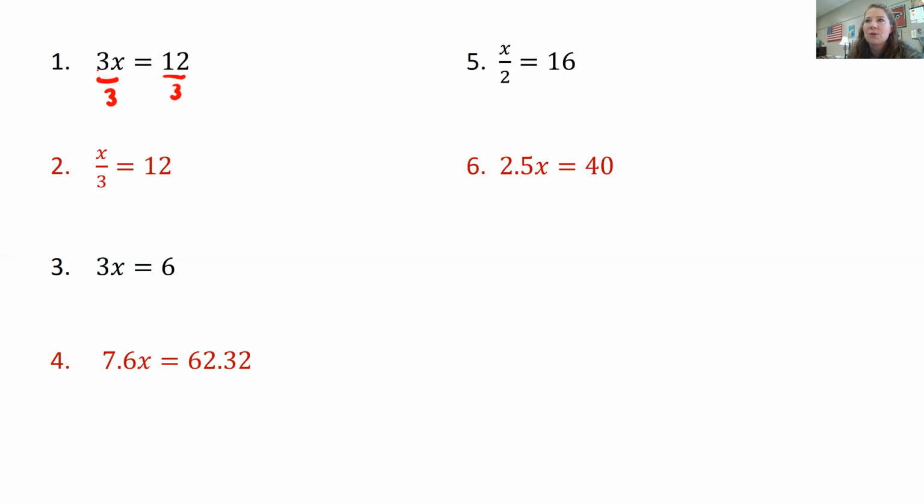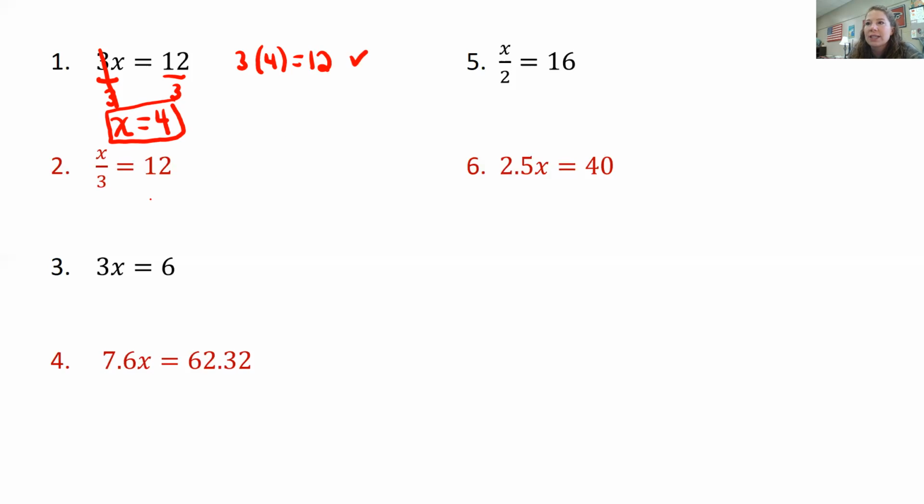Everything you do, you got to do twice. So this says 3 divided by 3. Well, 3 divided by 3 is 1, and 1 times x is x. So x is equal to 12 divided by 3. 12 divided by 3 is 4. And that is the answer. And then, of course, we can check it. If x is 4, does 3 times 4 equal 12? Is that correct? Yes, it is.